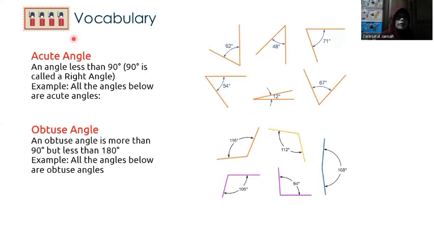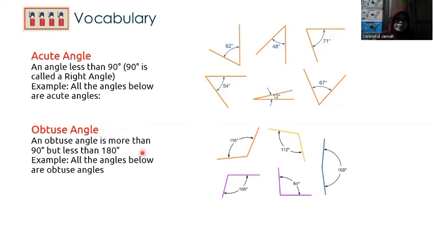Acute angle. An acute angle is less than 90 degrees; 90 degrees is called a right angle. For example, the angles below are acute: 62 degrees, 48 degrees, 71 degrees, 54 degrees, 12 degrees, and 67 degrees.